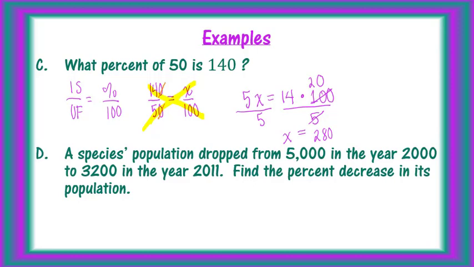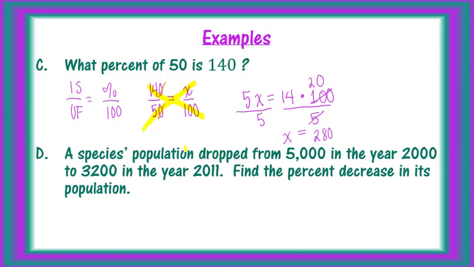Last example, D. A species population dropped from 5,000 in the year 2000 to 3,200 in the year 2011. Find the percent decrease in its population. Now, with these types of problems, it's very easy to get confused because there's so many numbers. So what we're going to do is highlight the important pieces.